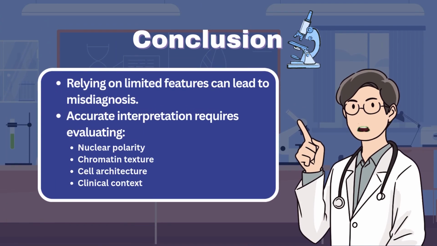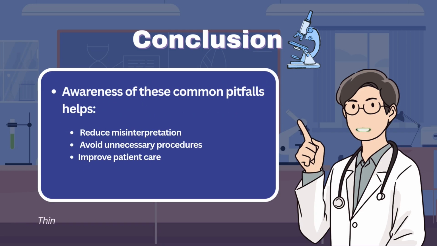To conclude, relying on limited features, like nuclear size or darkness alone, can lead to misdiagnosis. Instead, we must carefully evaluate multiple aspects of the cell: nuclear polarity, chromatin texture, cell architecture, and most importantly, the clinical context. Being aware of these common pitfalls helps reduce misinterpretation, avoids unnecessary procedures, and ultimately improves patient care.